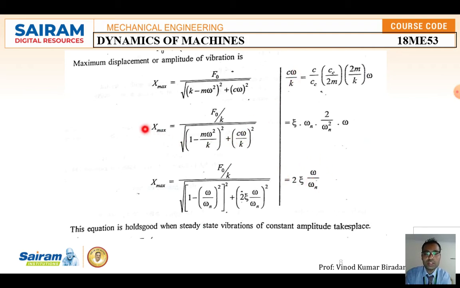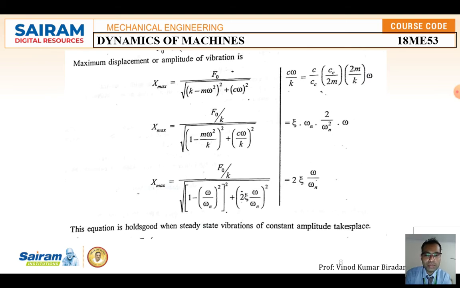So X maximum is equal to F0 by k, divided by the square root of (1 minus m omega square by k) whole square plus (c omega by k) whole square. Wherever c omega by k is there, I am going to write this. So F0 by k divided by the square root of (1 minus omega by omega n whole square) whole square plus (2 zeta omega by omega n) whole square. This is about the maximum displacement that is going to take place.